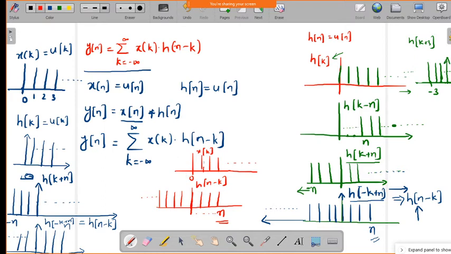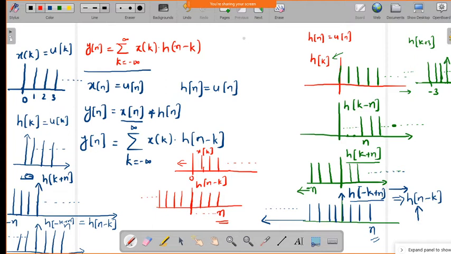The signal samples will exist only from 0 to n, because behind 0, whatever the samples are, if you convolve or multiply, it will become 0. From 0 to n, whatever the samples are, they will multiply with h of n minus k and give the resultant.